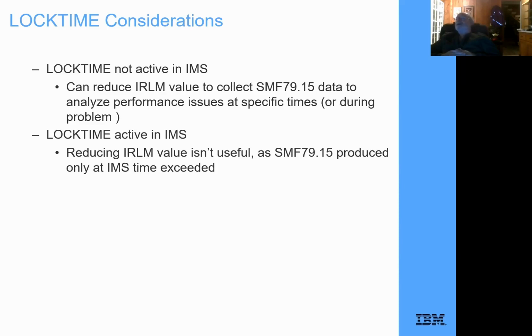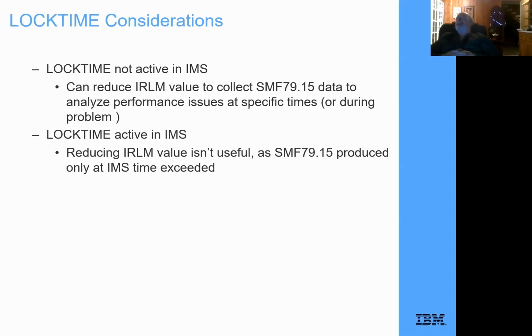So if you're not using lock time in IMS, you can issue the F IRLM command and change that 300 seconds, which is, I mean, if a lock is waited 5 minutes, you've probably got a very large problem. You probably want SMF records well before that time. Maybe you want them at 15 seconds or 10 seconds or something. You can issue a modify IRLM command to change the timeout value to 10 seconds.